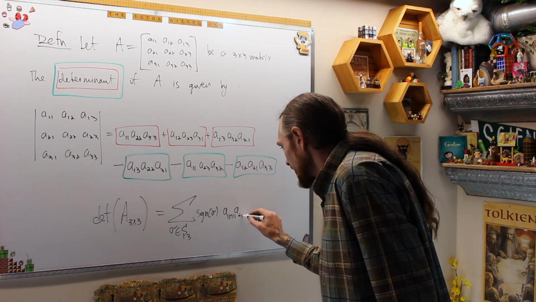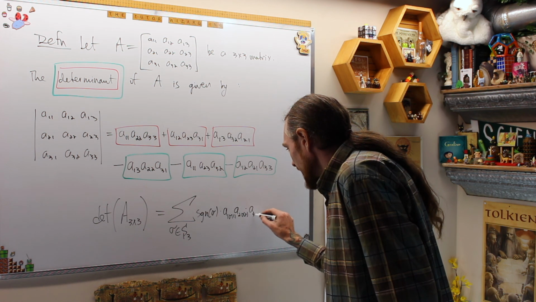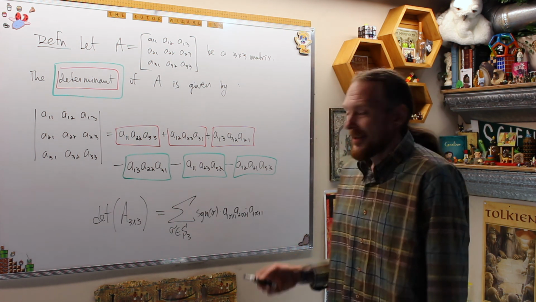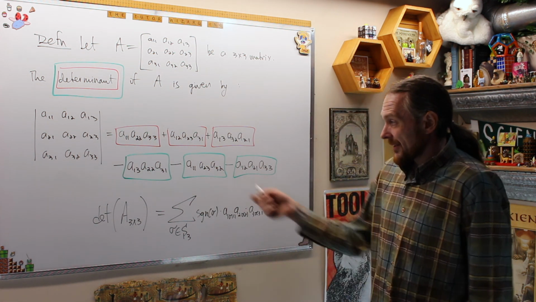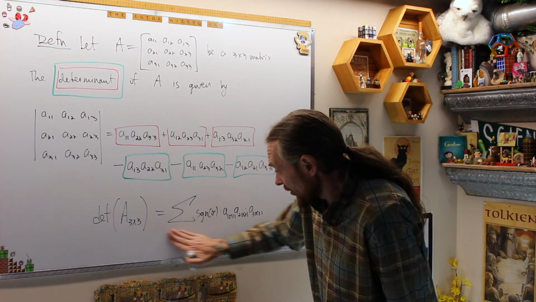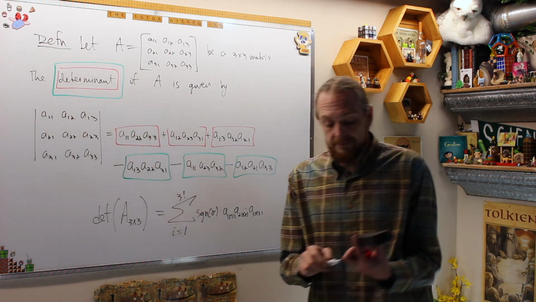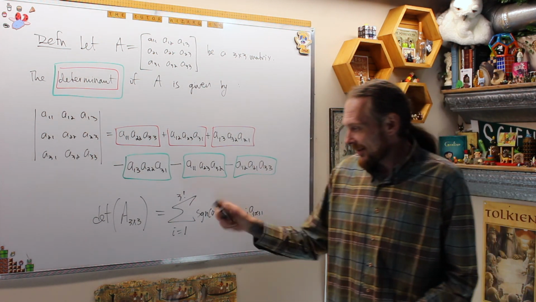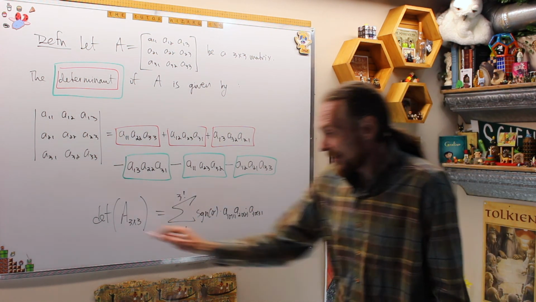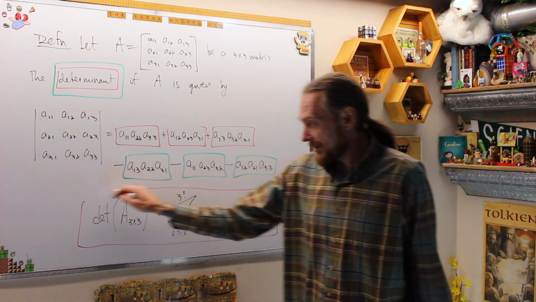And then we have A2 sigma 2 and then A3 sigma 3. This is the sum over all the permutations of the sign of these. And then what is this going to have? There's 6 terms, 3 factorial. This is, I hope, scaring you into not wanting to ever use this definition.